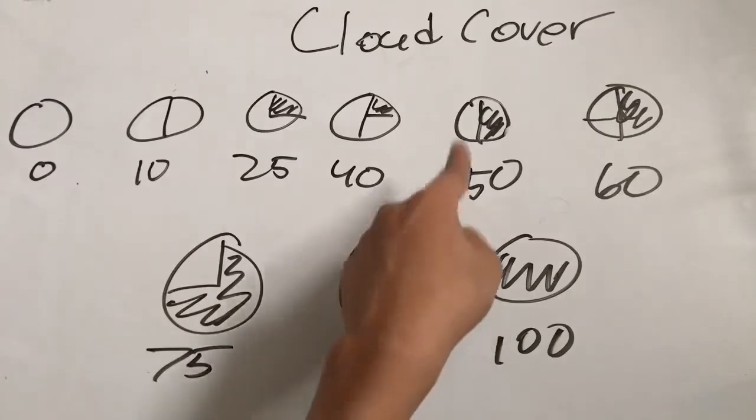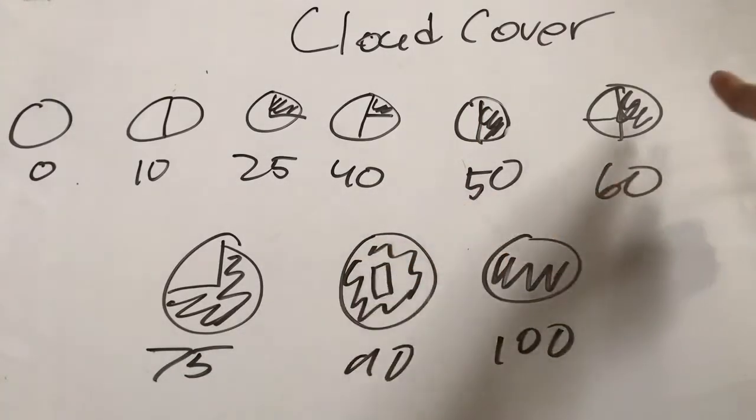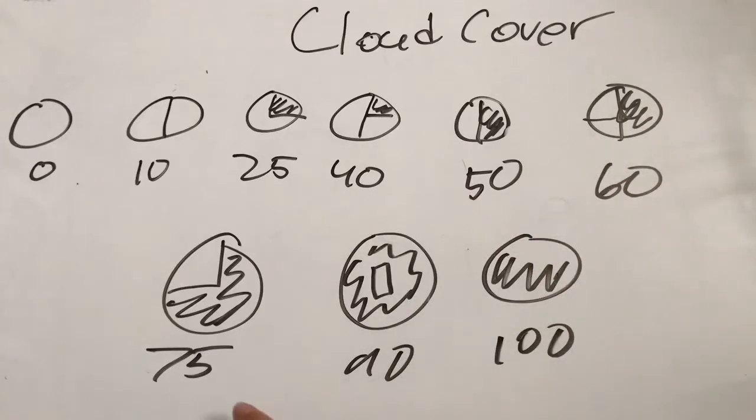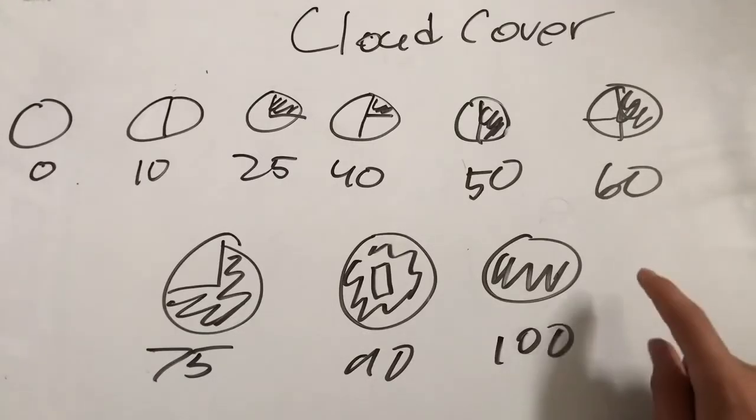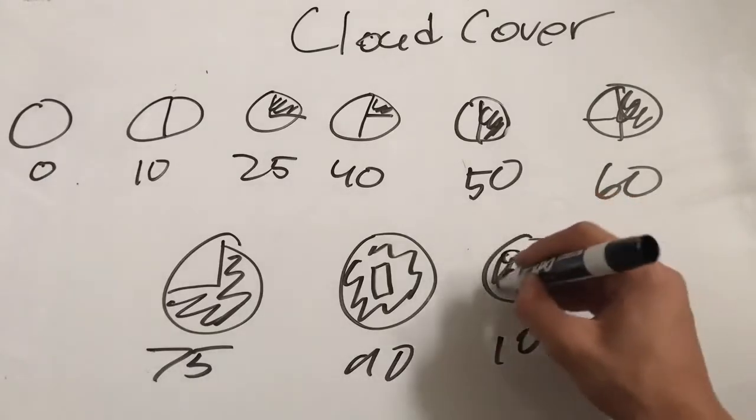50%, it would be half the circle. 60%, it would be half the circle and a horizontal line. 75 would be 3/4 of the circle. 90% would be the whole circle shaded except for a small box in the middle, and 100% would be basically the whole circle shaded.